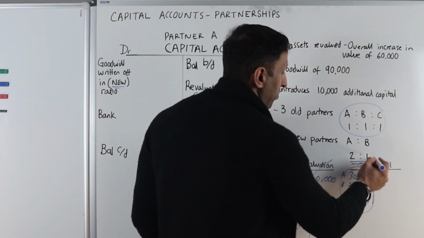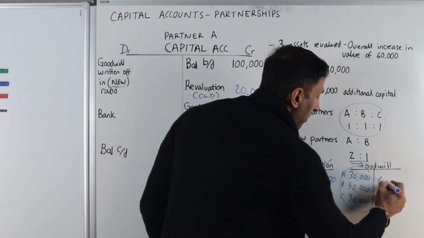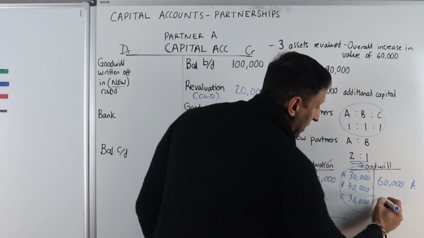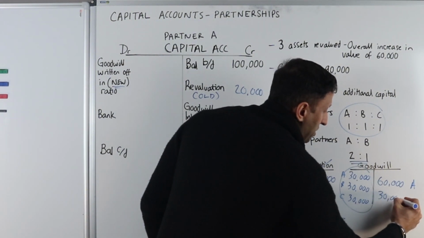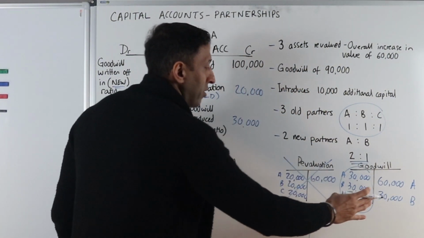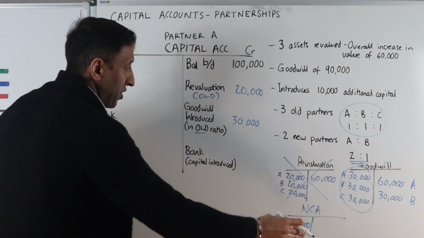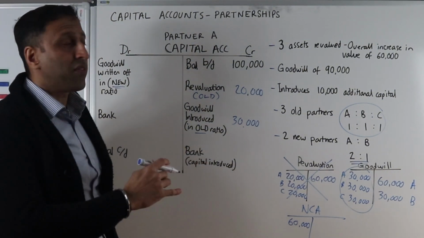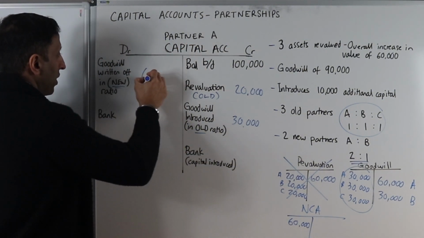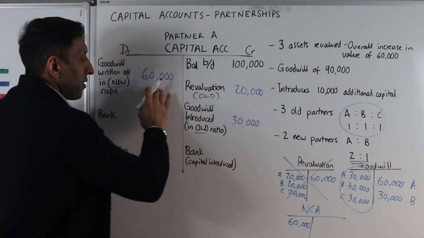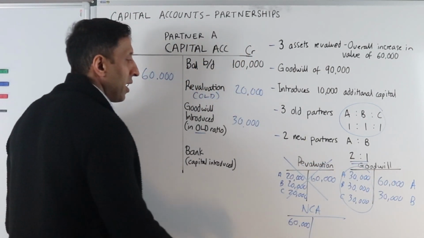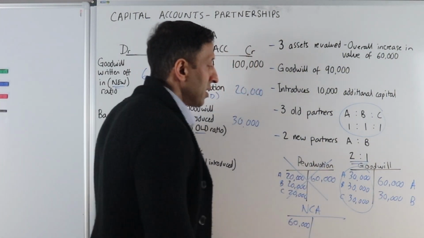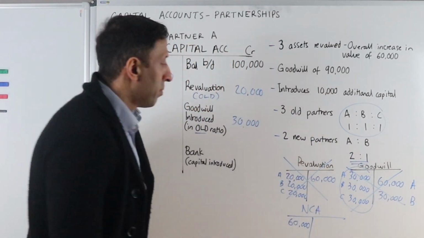So if we divide 90,000 by 3 parts, A gets 2 parts of 30, which is 60, and partner B gets the 1 part, which is 30. So we are now crediting the goodwill account with 60 and 30. Now we're going to debit the capital accounts with 60 for A and 30 for B. So for A, debit 60, credit 60. For partner B's capital account, we debit 30, because we're crediting 30 there. Now this account is also cleared off.